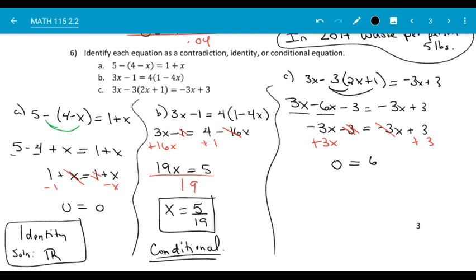And when does 0 equal 6? Never. This is a false statement. And if you get a false statement, that's what makes a contradiction, which means our solution set is the empty set, which is a circle with a line through it. That's your no solution, the empty set symbol, as we're looking at that for no solution.